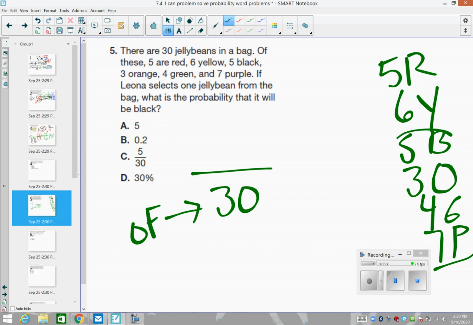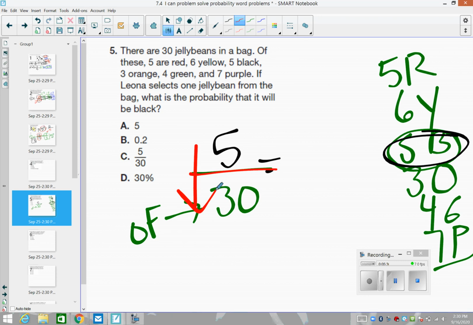If we take a look at that, we can see that we have 5 black out of 30. That equates to lots of different things. We could divide down, as we've talked about. Just looking for probability here. So 5 divided by 30 gives me the decimal 0.16 repeating, so about 16%.